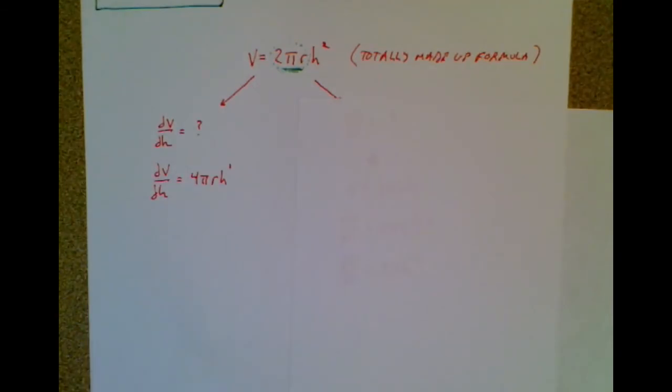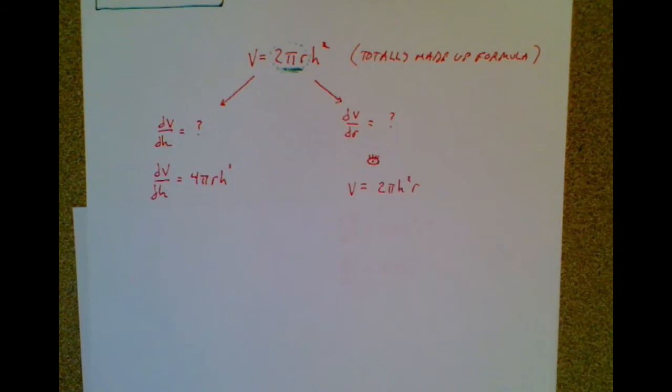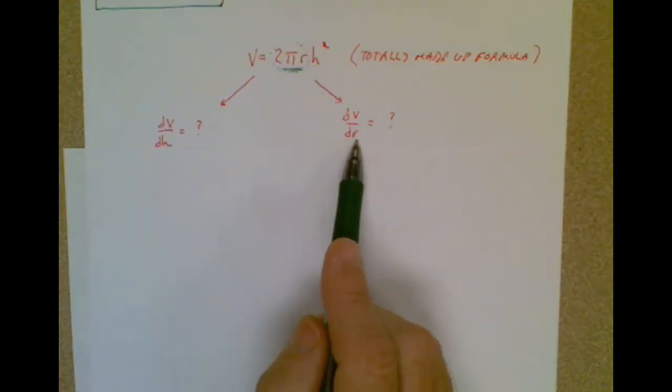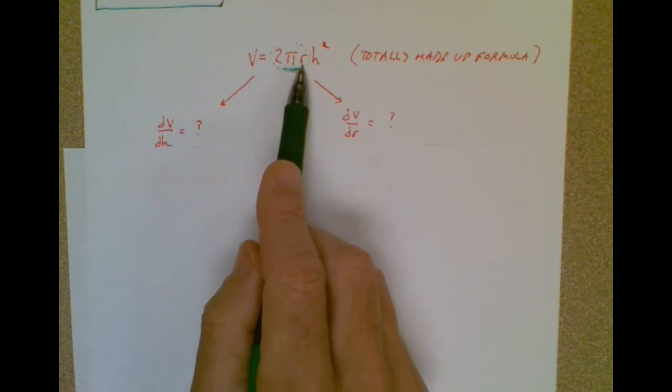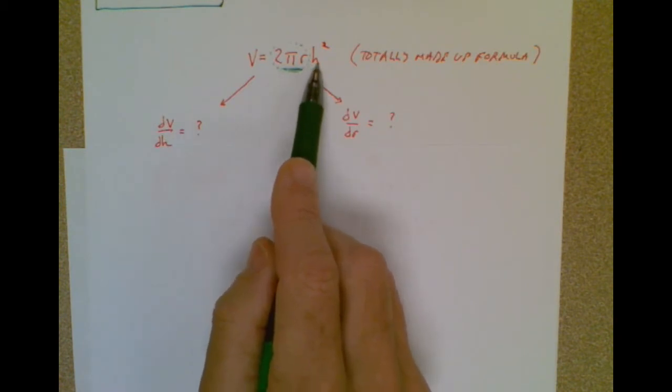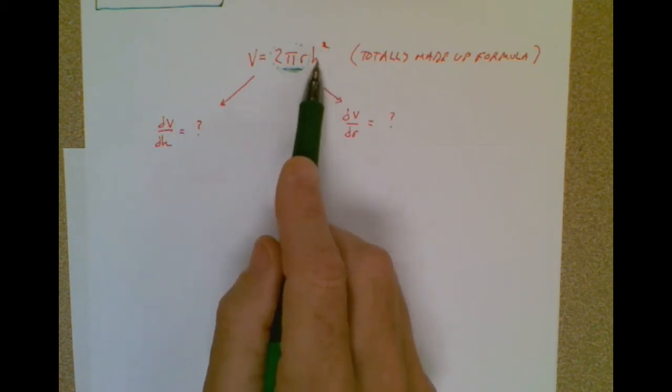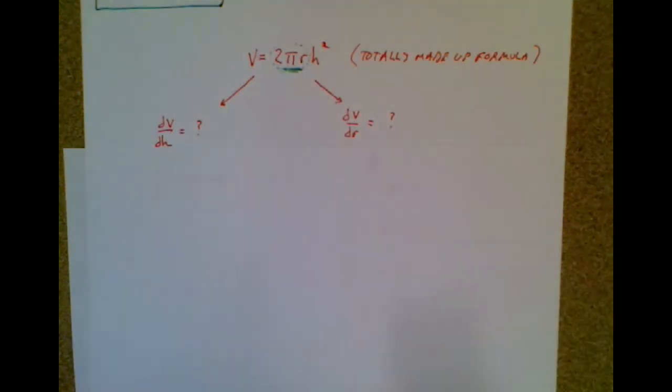Now if I'm going to take the same question, but now I'm going to do a dV/dr, that's telling me that r is the variable. That means h is a number. Who cares if it's squared? 7 squared means it would be 49.